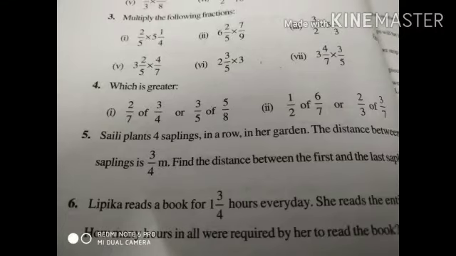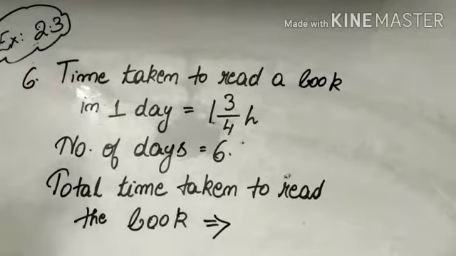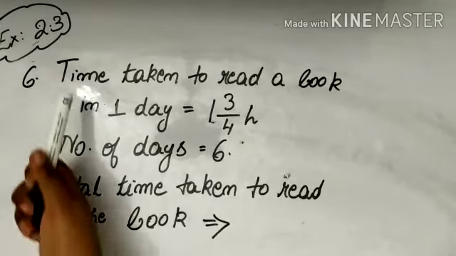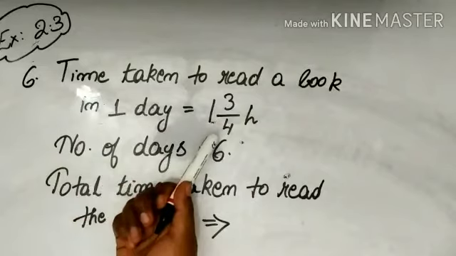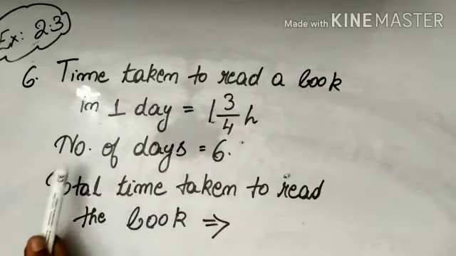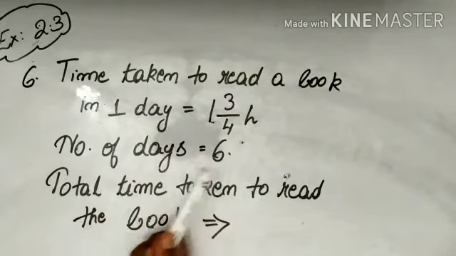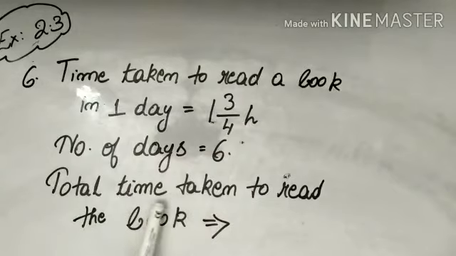The next question says, Deepika reads a book for 3 by 4 hours every day. She reads the entire book in 6 days. How many hours in all were required by her to read the book? Now in this, we'll write time taken to read a book in 1 day. That is 3 by 4 hours. Number of days is equal to 6. Total time taken to read the book. You have to solve this.